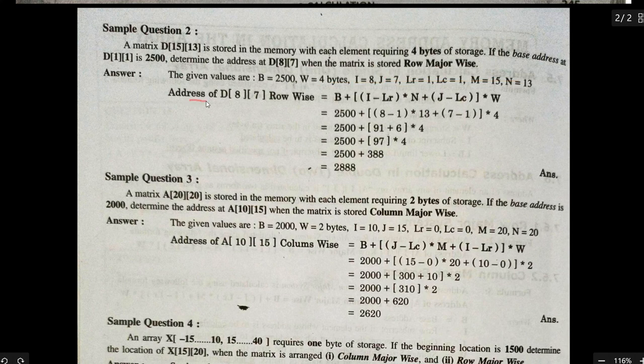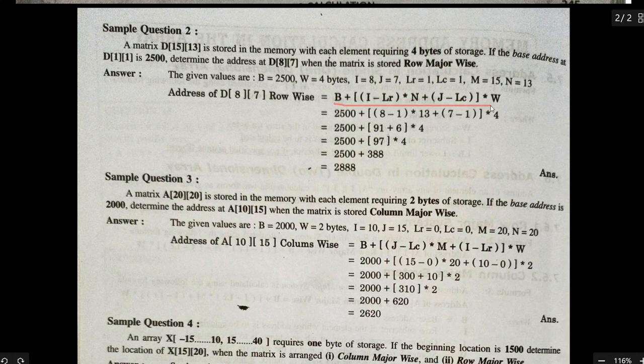Okay, now use the formula. Remember one thing: you have to determine the address of D87 when the matrix is stored row major wise, because here we have to calculate the address in row major form. So the address of D87 in row major form is B plus, I minus LR into N plus J minus LC, the whole thing enclosed in this square bracket, and this will be multiplied by W.